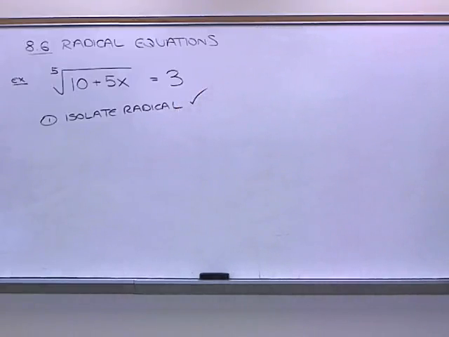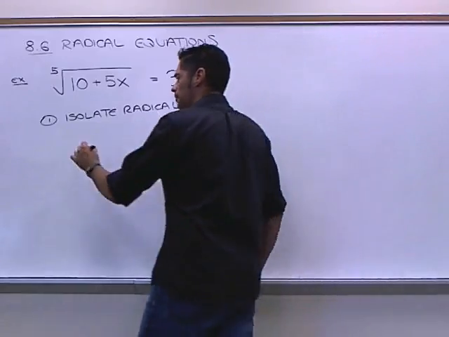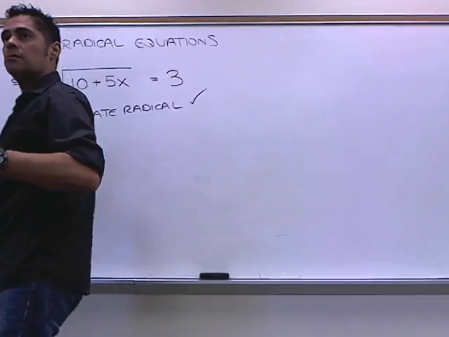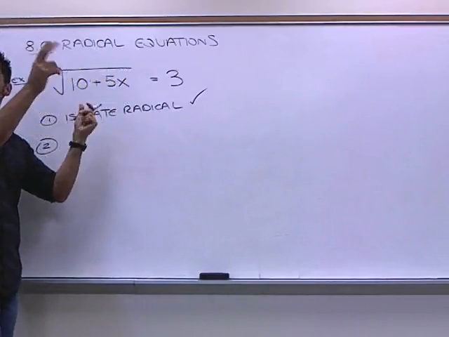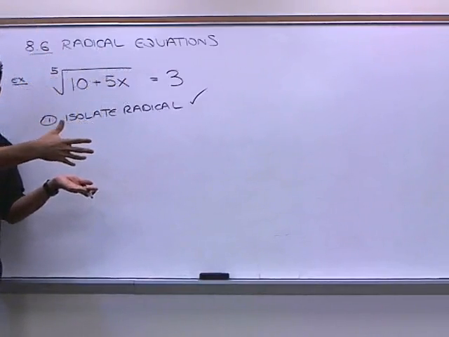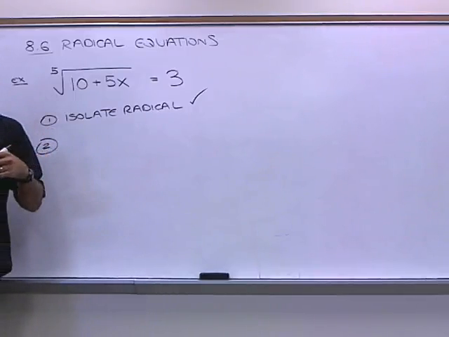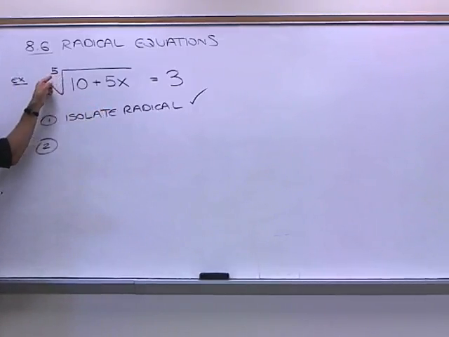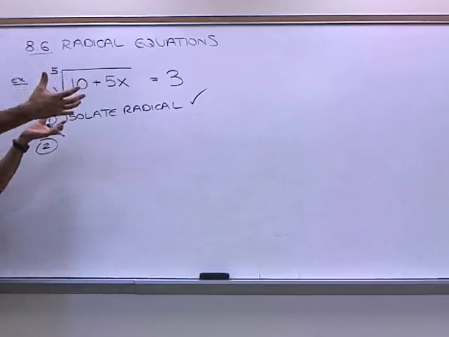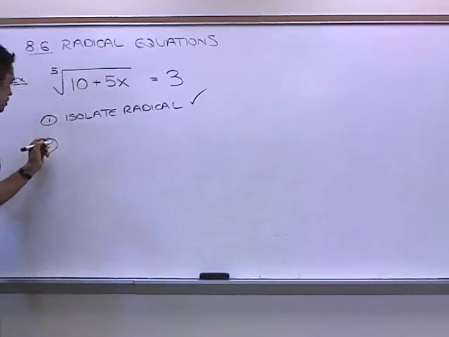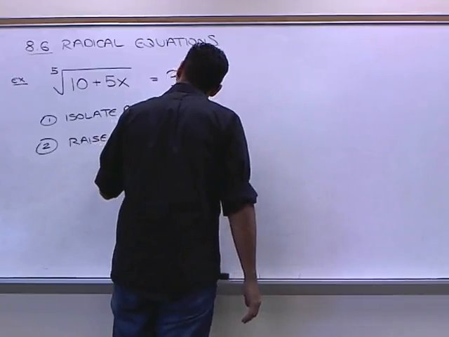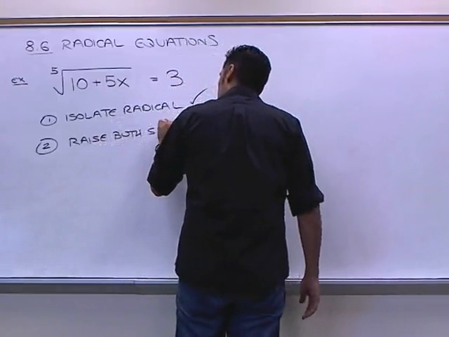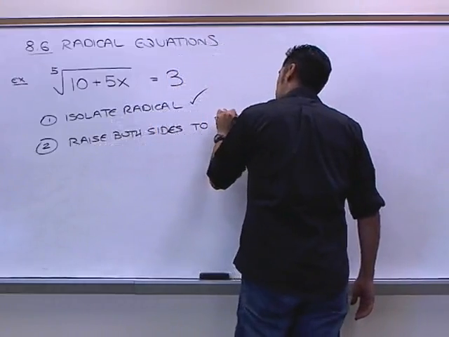The second step is to do what? What was it before? Square both sides, right? We're basically raising both sides to the 2nd power so that we get rid of the square root. This time, we can't use squaring both sides because we have a 5th root, so squaring won't have the same effect. What we need to do instead is raise both sides to the 5th power.